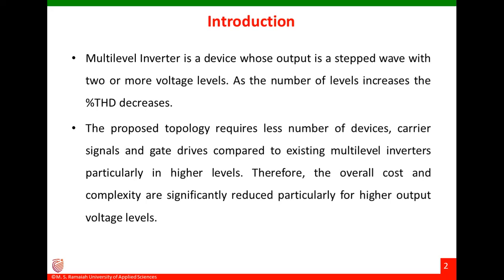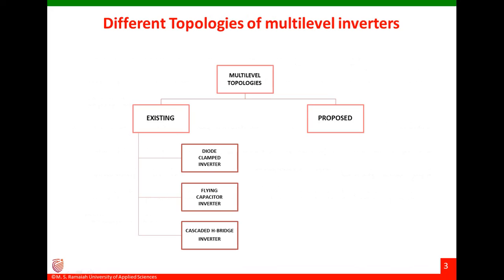The proposed topology requires fewer devices, carrier signals, and gate drives compared to existing multi-level inverters, particularly at higher levels. Therefore, the overall cost and complexity are significantly reduced, particularly at higher output voltage levels. There are different topologies for multi-level inverters. The predominant ones are the diode clamped inverter, flying capacitor inverter, and cascaded H-bridge inverter.